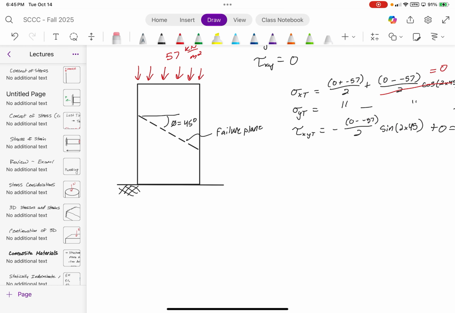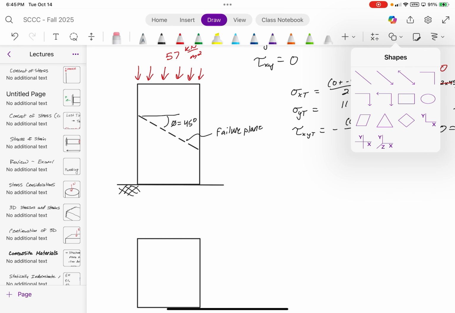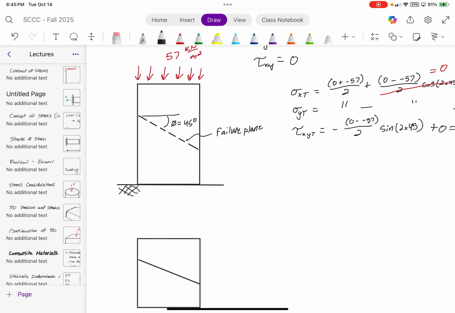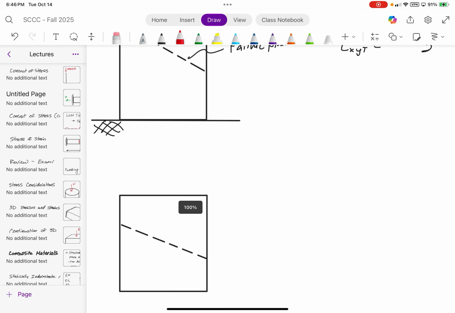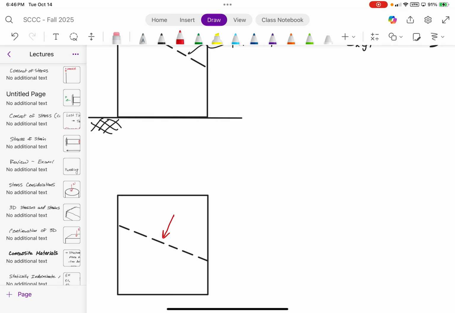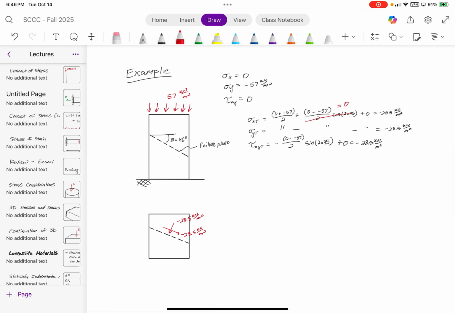And so if we were to look at this from the perspective of the failure plane, where's my line tool? Here it is. Then our stresses end up basically being a vertical compression stress of negative 28.5 kilonewtons per meter squared, and then a shear stress of negative 28.5 kilonewtons per meter squared. Make sense to everyone? Good.